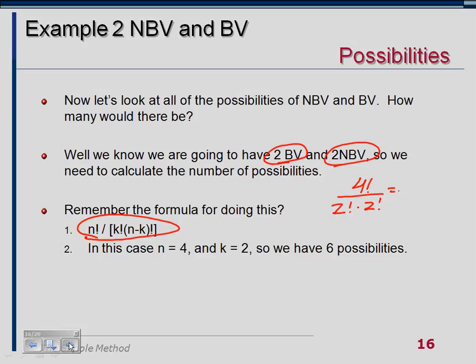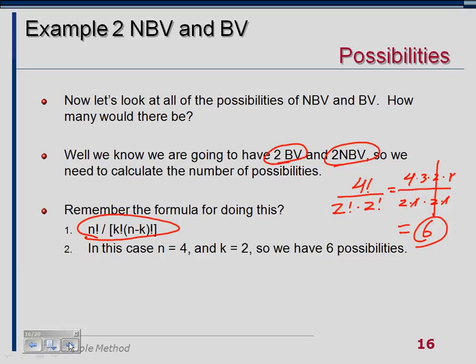Exactly. So up here on top you got 4 times 3 times 2 times 1. Down on the bottom you got 2 times 1 and then 2 times 1. Well, the 1's don't really matter, right? So what you're left with is this. 4 times 3 on top, which is 12, divided by 2, gives 6. Everyone see that? Just a simple formula. You don't have to derive it, just know it. Okay?